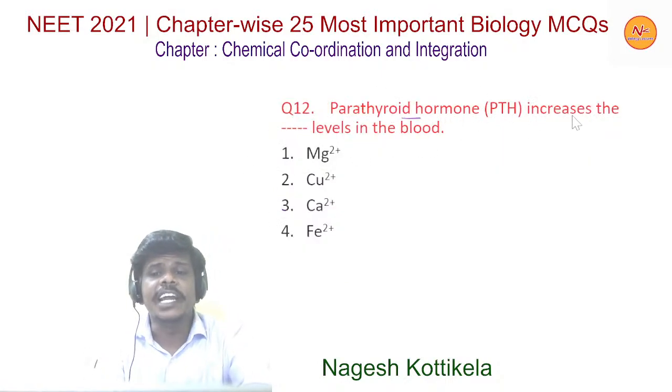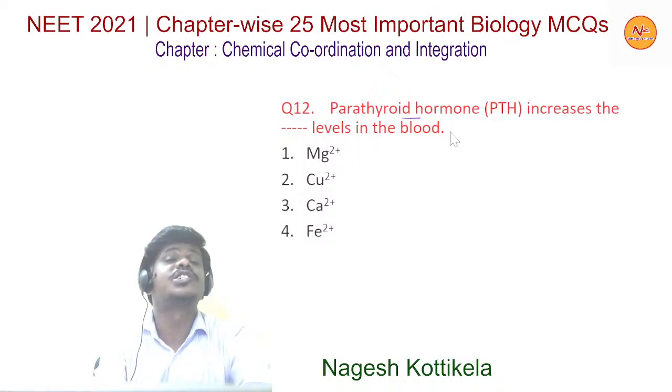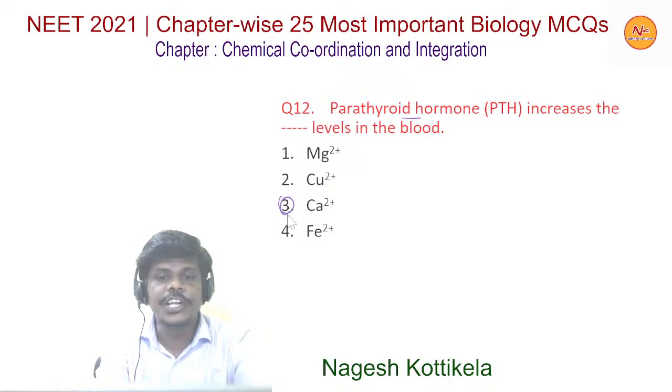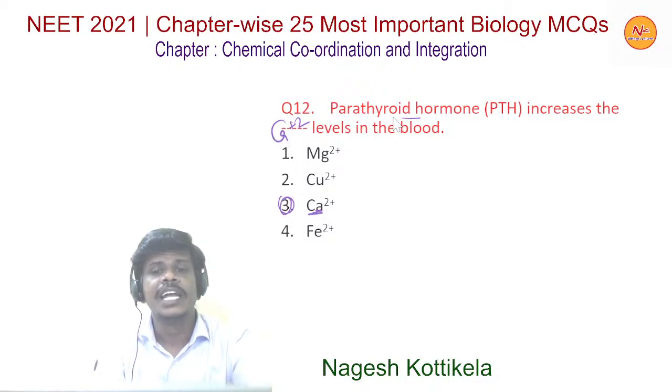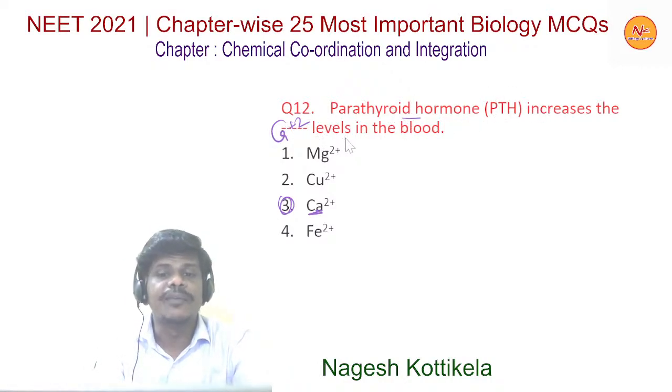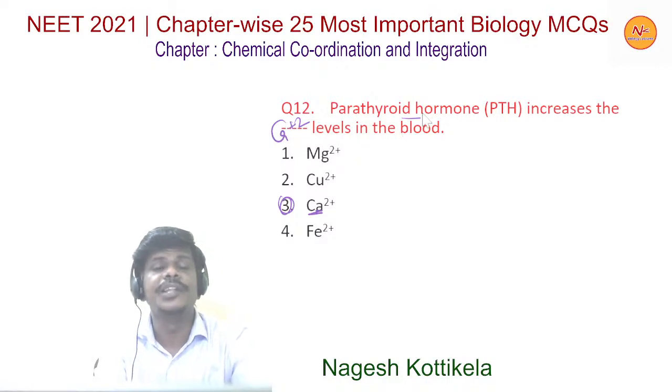Parathyroid hormone increases dash levels in the blood. Option 1, magnesium levels. Option 2, copper levels. Option 3, calcium levels. And option 4, iron levels. Here, option 3, calcium levels is the right option. So, parathyroid hormone PTH increases the calcium levels in the blood.